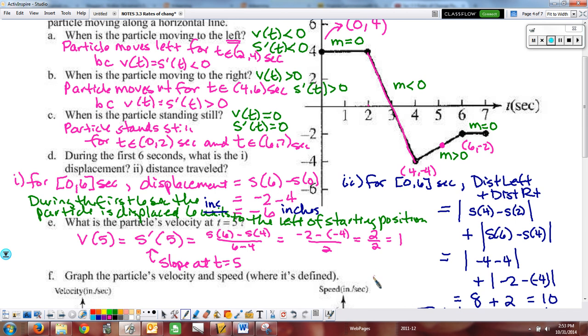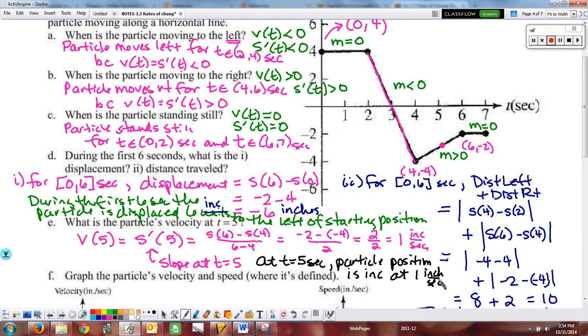Now remember, we do want you to interpret this and put units on it. So right now, our units, change in y over change in x, are inches per second. Right? And then let's come in and let's interpret this. So we would say at t equal to 5 seconds, the particle's position is increasing at 1 inch per second.